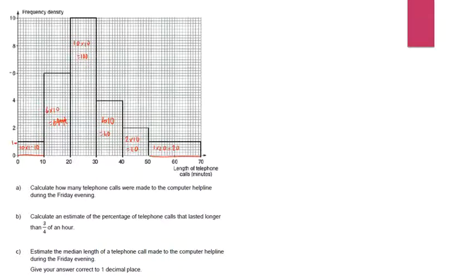So how many were made altogether? Well, to answer this, we need to add up all the frequencies: 10 plus 60 plus 100 plus 40 plus 20 plus 20. So there are the frequencies for each bar, and in total, that is 250 people altogether.